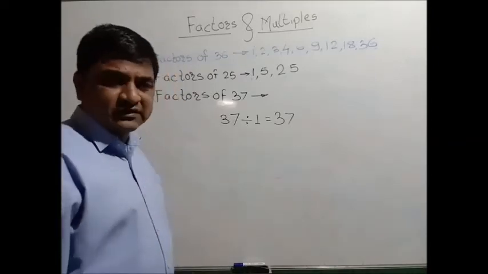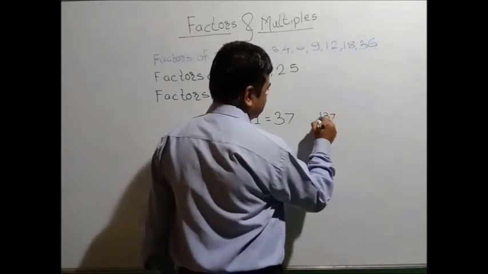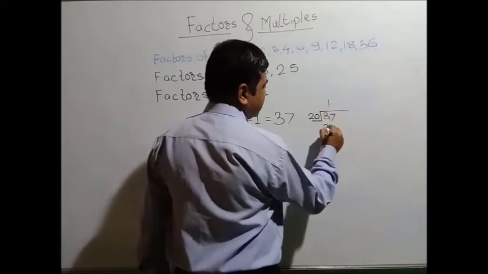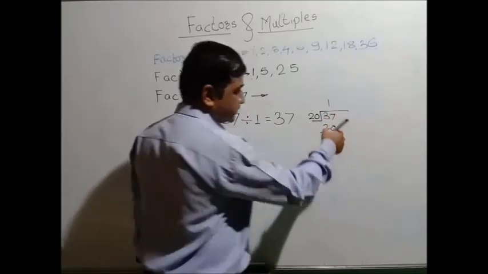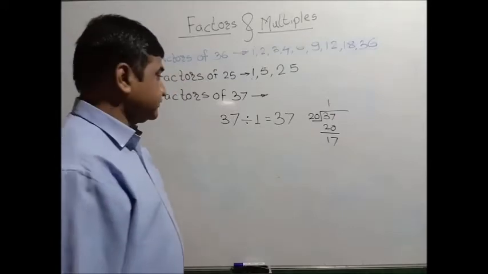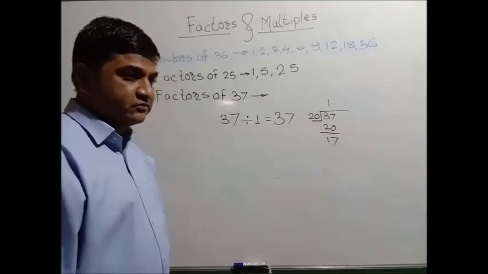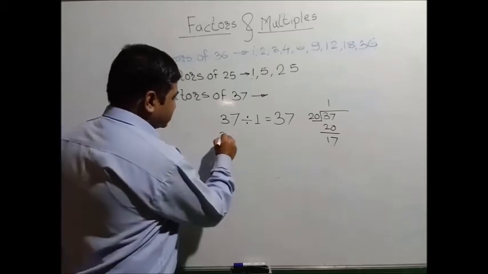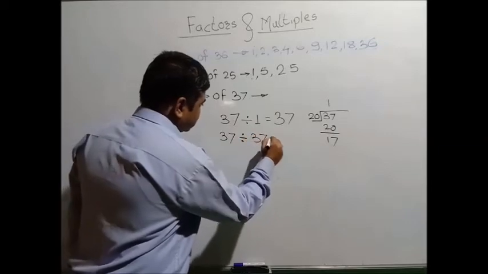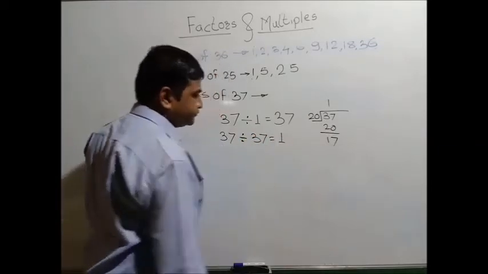Let us try to divide 37 by 20. So 37, whether it is divisible by 20: 2 1s are 20, what remains is 17. So a remainder is there. So 20 is also not a perfect divisor of 37. Then what is the number that can divide 37? Which is the next number? Well, 37 can be divided by 37 itself, and we will get the quotient as 1.